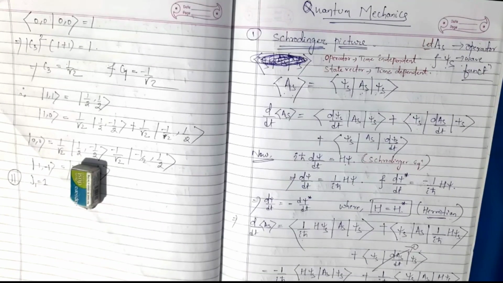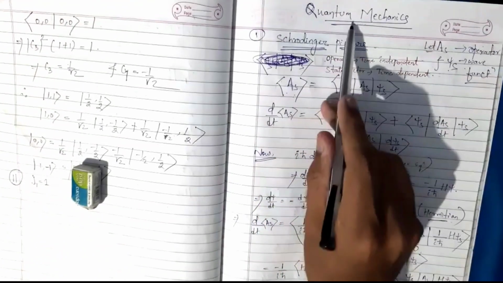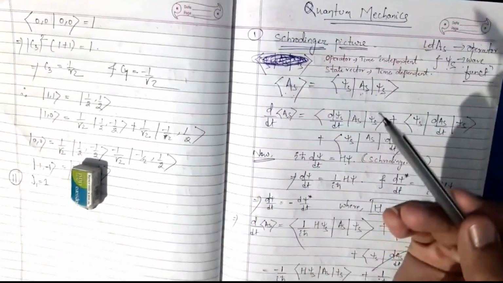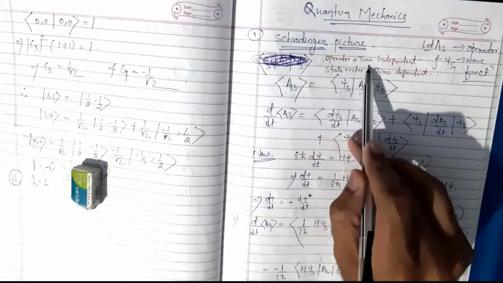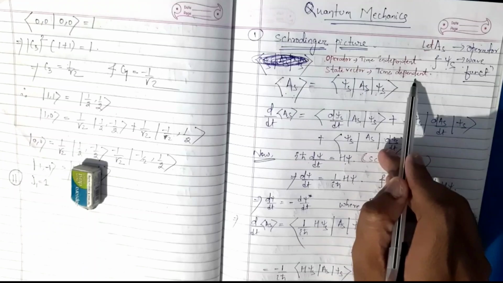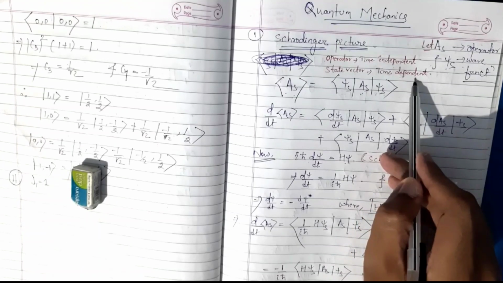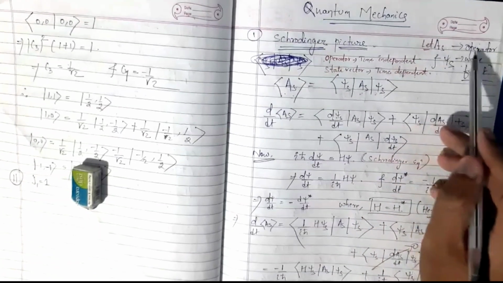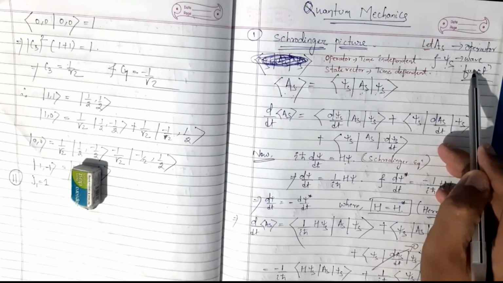So today we are going to discuss the Schrodinger picture of quantum mechanics. In the Schrodinger picture, the operator is time independent whereas the state vector is time dependent. Now let us do the derivation. Let us assume S to be the operator and psi S be the wave function.